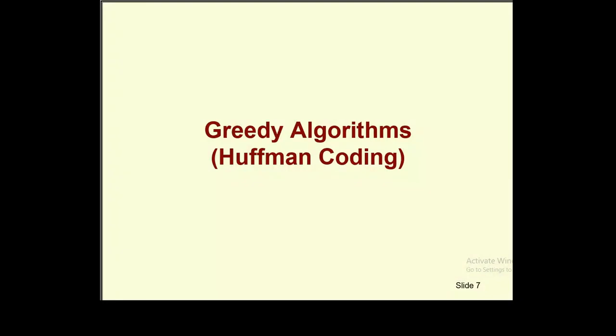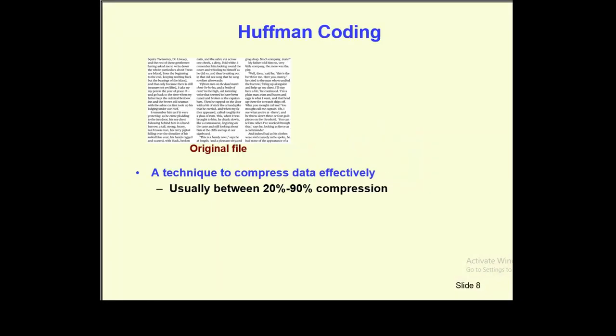That is based on the greedy paradigm. So first of all, we would like to know what Huffman coding basically is. It is a kind of coding technique where we can compress a particular file so that its size can be reduced, and that reduced file can be used accordingly.